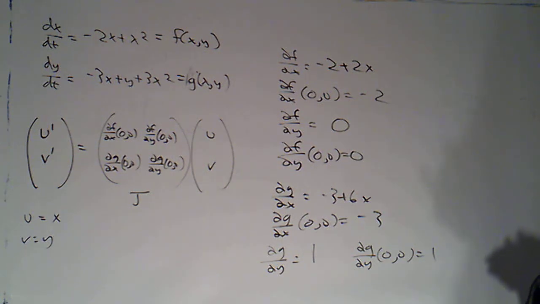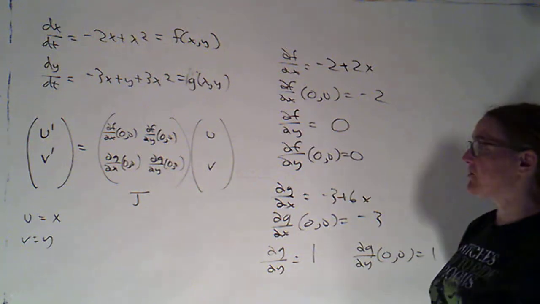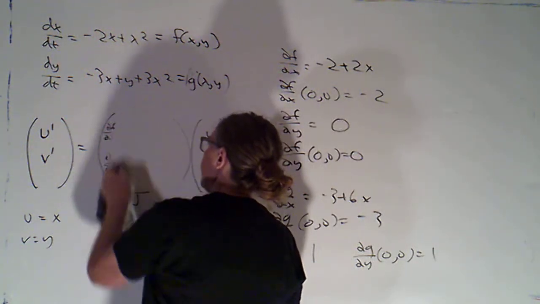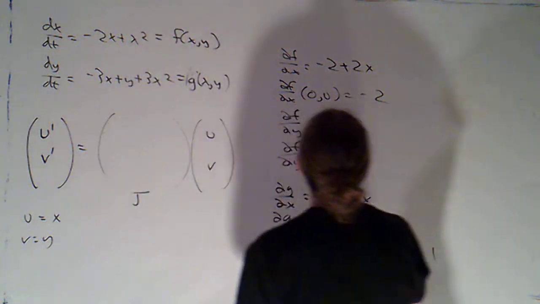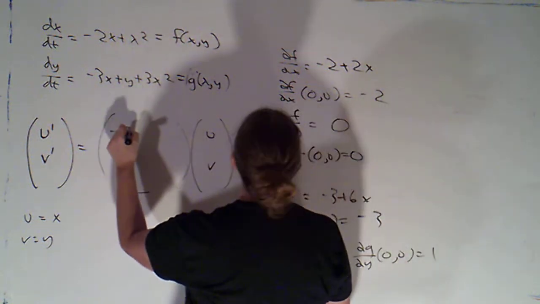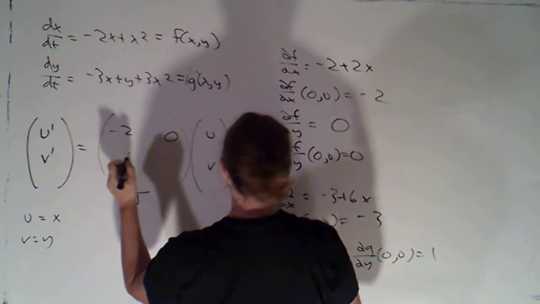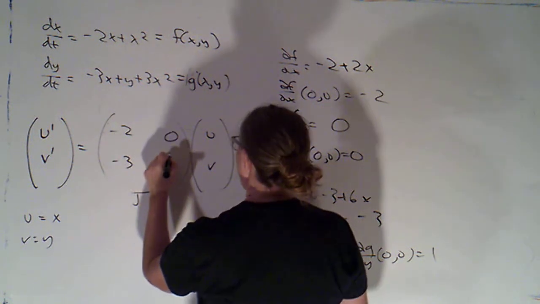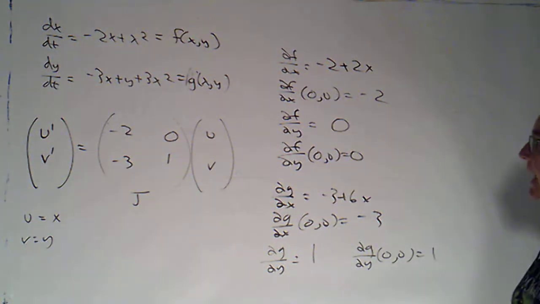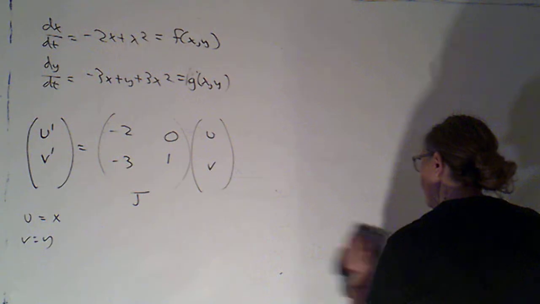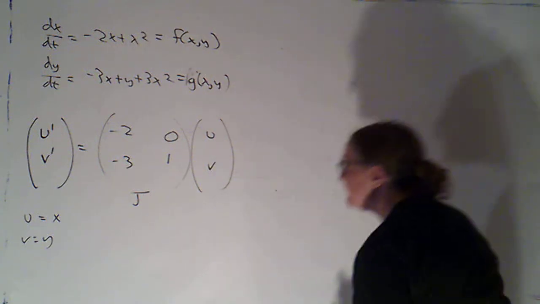So these 4 numbers that I calculated are the entries of my Jacobian matrix. I'm going to go ahead and just fill those in here. So we've got negative 2, 0, negative 3, 1. Excellent. So let's take a look at finding our eigenvalues.